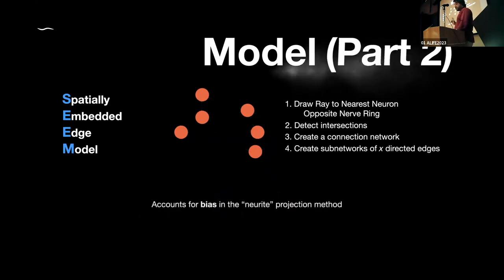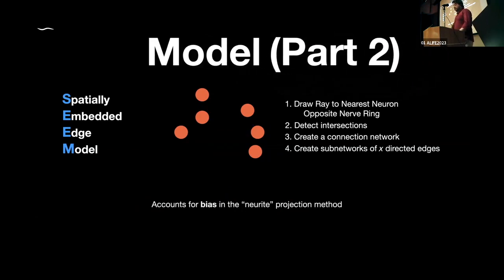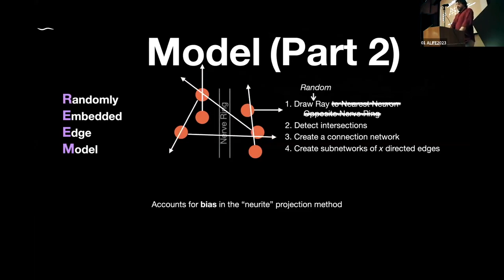And we also have a part 2, a second model. To account for the bias in neurite projection for step 1, we also created REEM, or the randomly embedded edge model. And with this one, it only changes one step. This time, it draws a random ray. So these artificial neurites can go in almost any possible direction. And this is to see if the bias in choosing our selection method may have impacted the resulting outcomes.